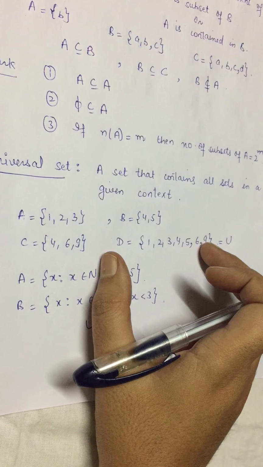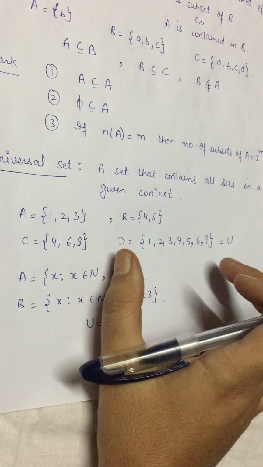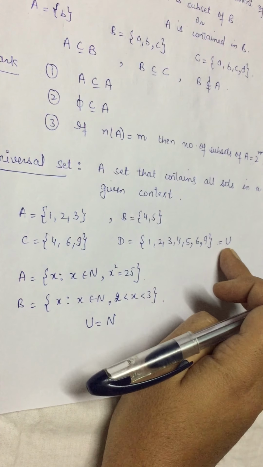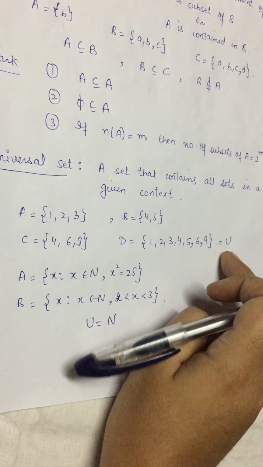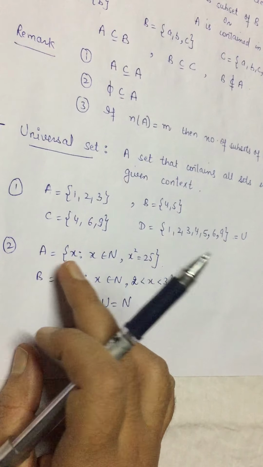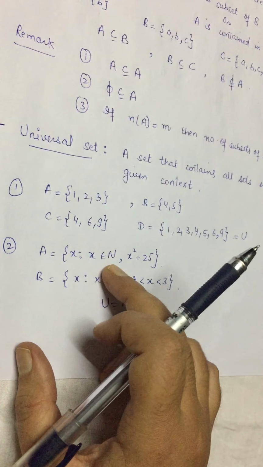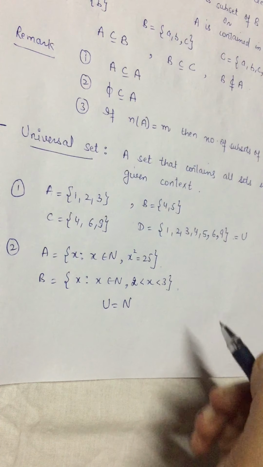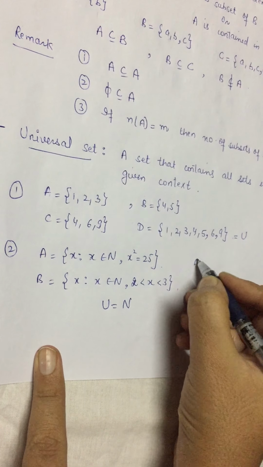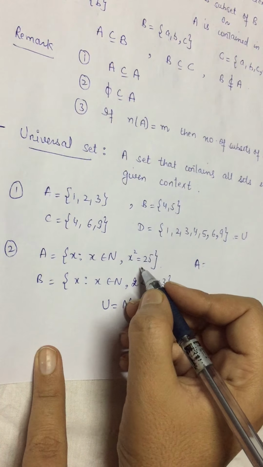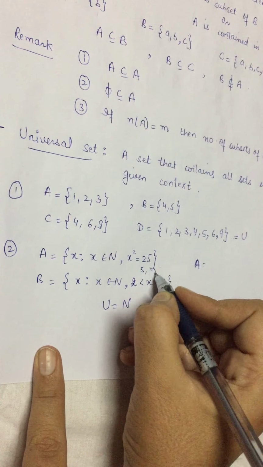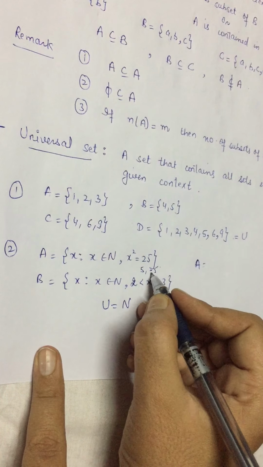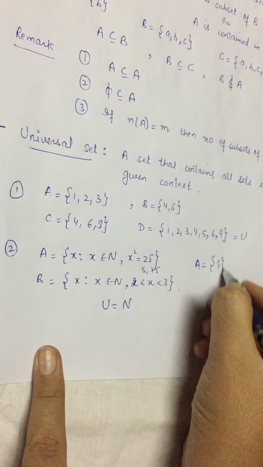Universal set cannot be fixed, it can be multiple. So here D can be considered as a universal set, and most of the time we write it with the capital U. One more example, A is such that x belongs to N, x square equal to 25, and B is another set. If I write the elements of A, x square equal to 25, so two values are possible, 5 and minus 5. I will take only the natural value, so minus 5 will not be considered. So A is {5}.